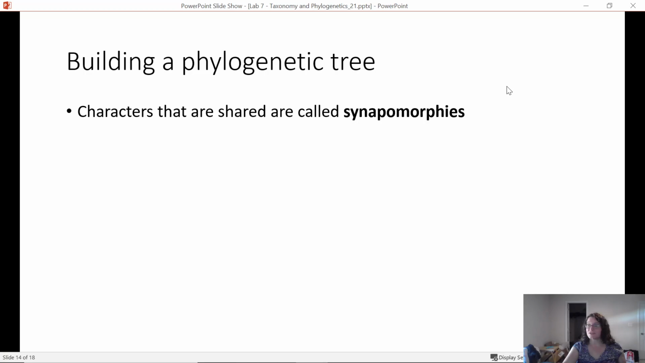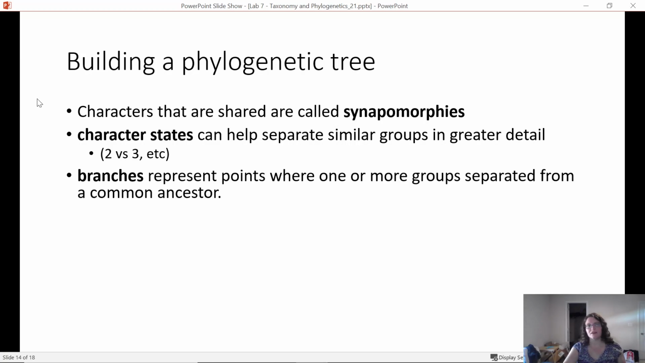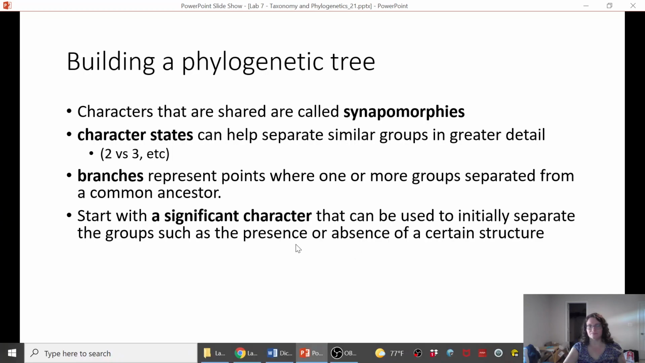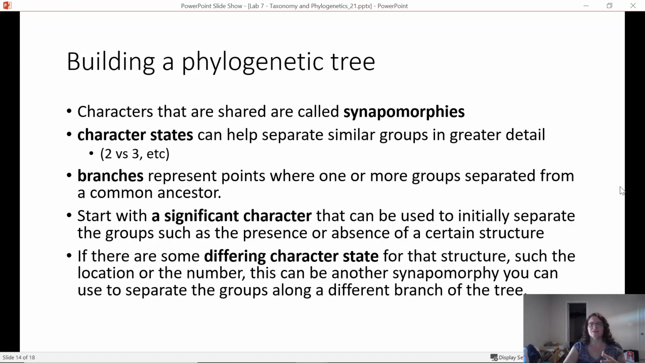So the characters that are shared are called synapomorphies, and these character states, like how many or how big, can also separate similar groups. Is there 2 of these? Is there 3, etc.? And the branches represent points where one or more groups separated from a common ancestor. Start with a significant character that can be used to initially separate the groups, like presence or absence of a certain structure. And then if there are some differing character states of the structure, this can be another synapomorphy.